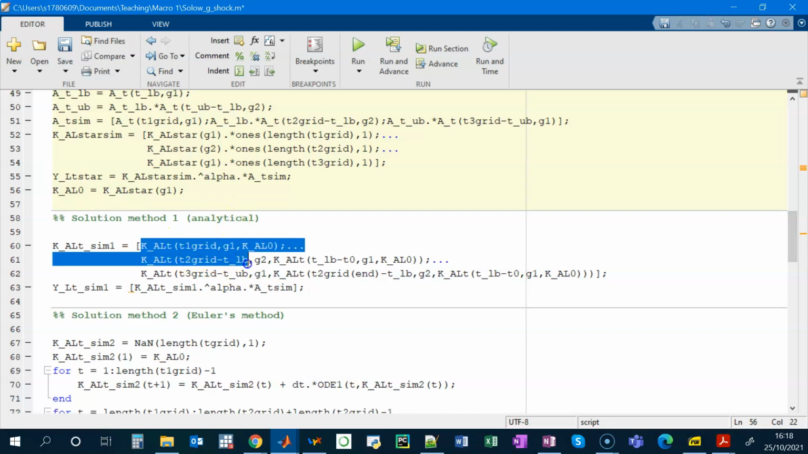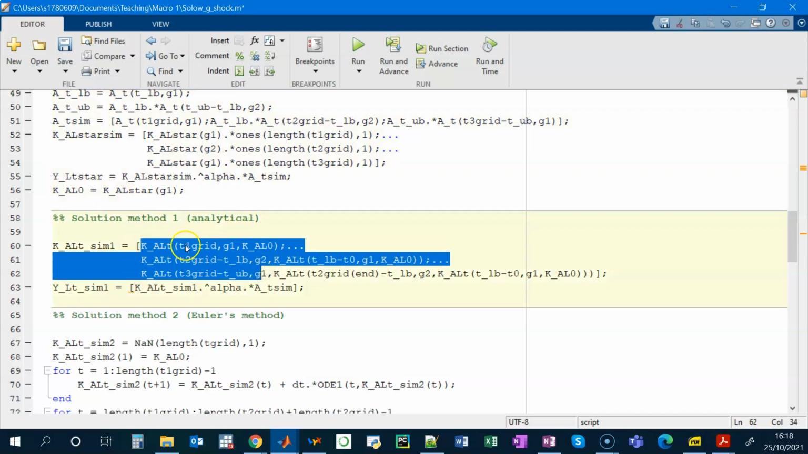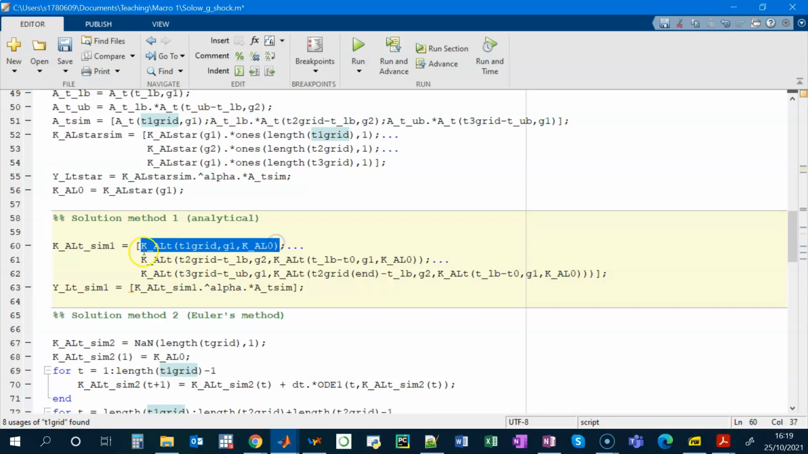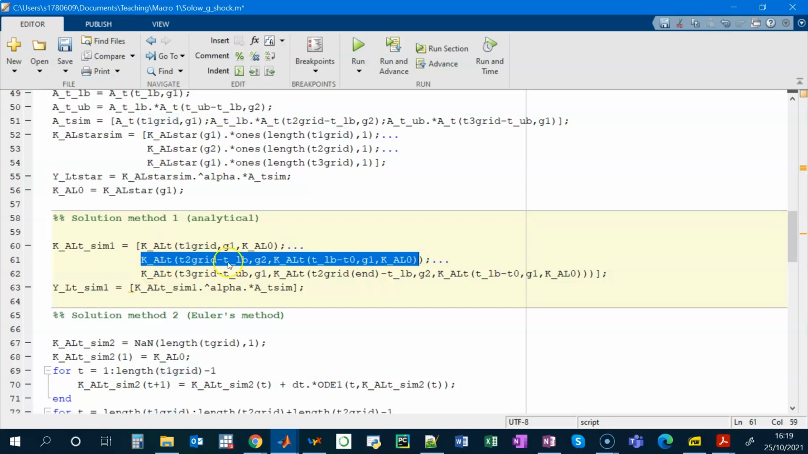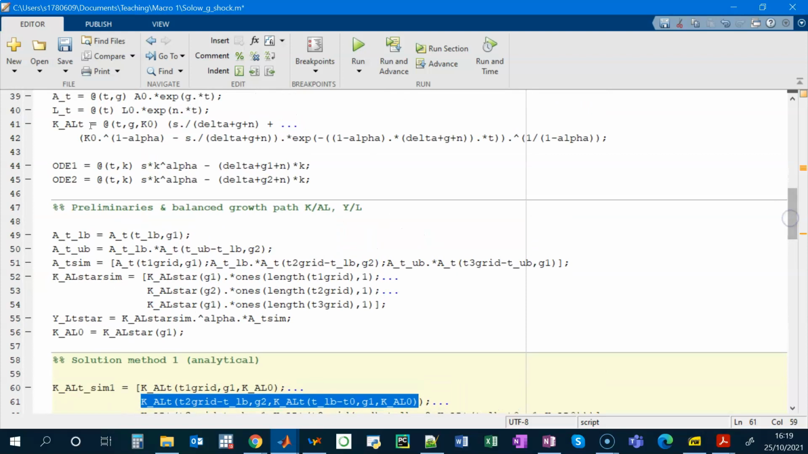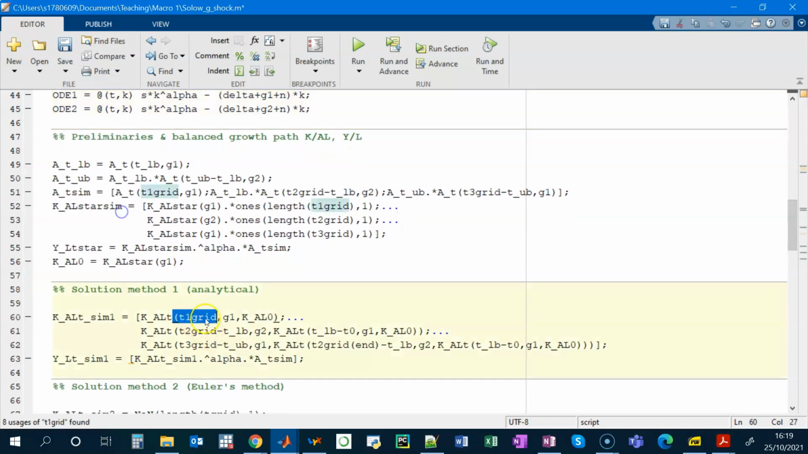So this is stitching together 3 time series, and in all 3 time series I'm just plugging in the appropriate values into our formula that I wrote above here, the capital per effective worker. I'm plugging in the grid for time, so this is a grid for time between T0 and T lower bar. I'm plugging in the growth rate that applies in that time interval, and I'm plugging in the initial condition. At the start of time, it's just going to be KAL0, which is just capital per effective worker at time 0.